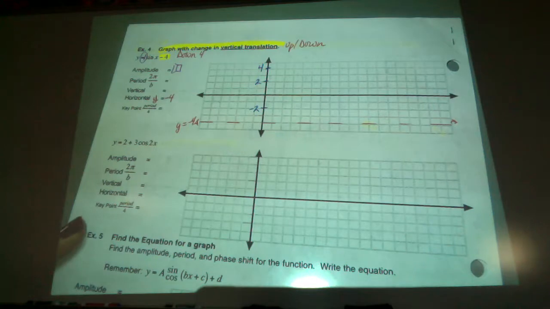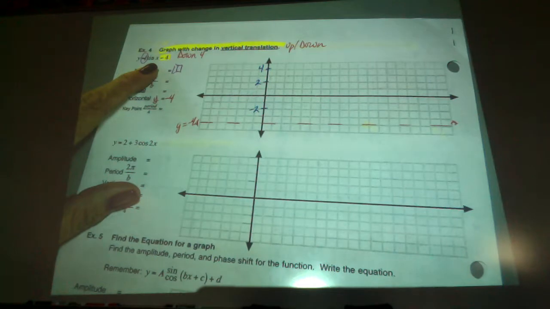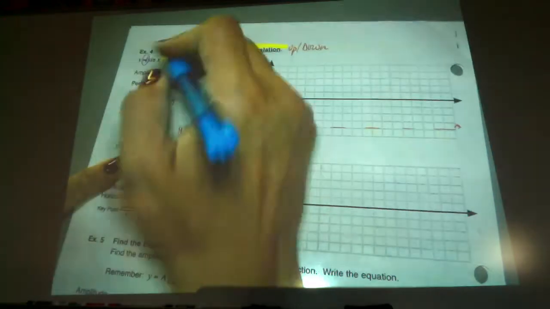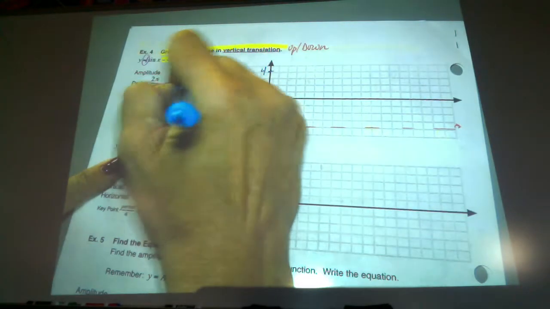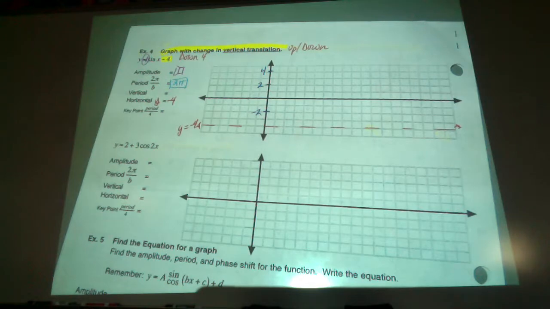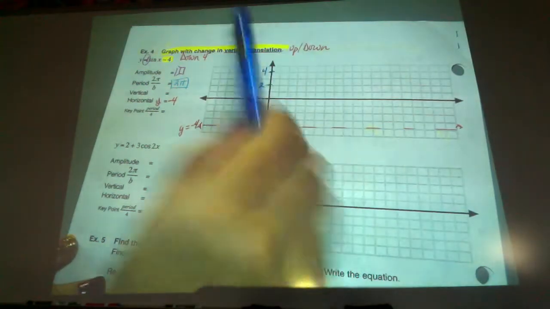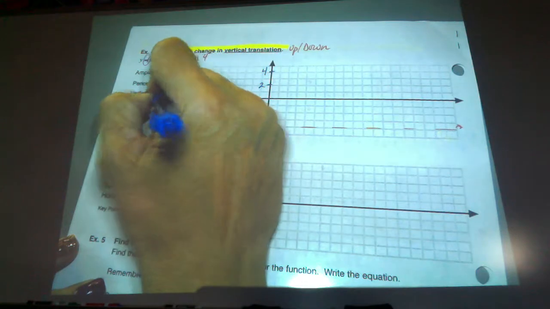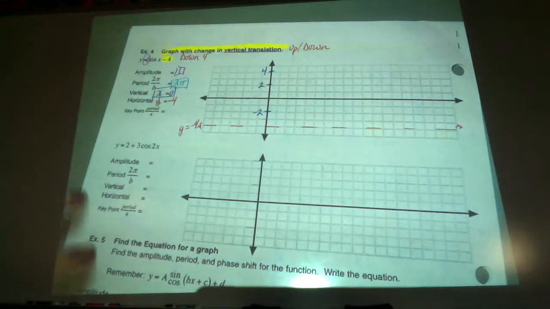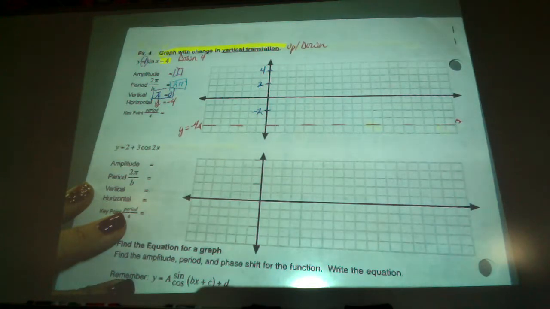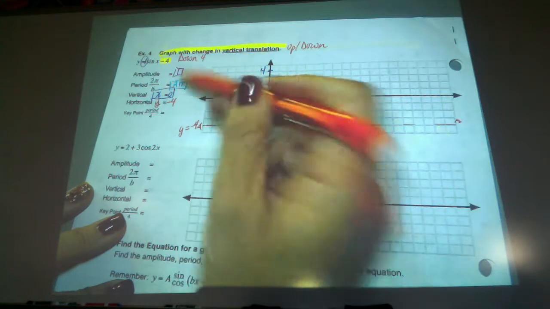Is there a period change on this one? Is there a coefficient in front of x? No, so there's no period change. What should be the normal period? 2 pi. We've done enough of these by this point that you should realize that. So since there's nothing in parentheses being added or subtracted, has our vertical axis changed? No. So that goes through the x-axis, so it's x equals 0. And what is our period increments going to end up being? We've done this a million times. 2 pi, pi over 2.